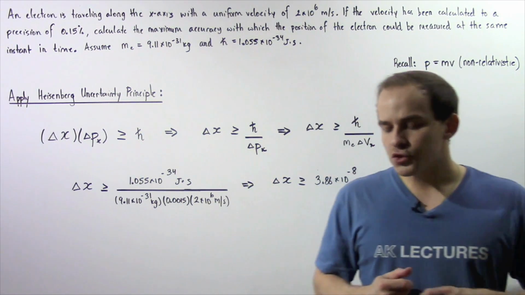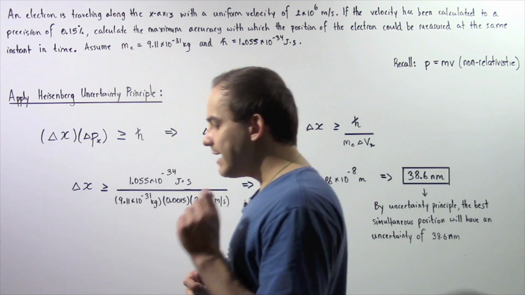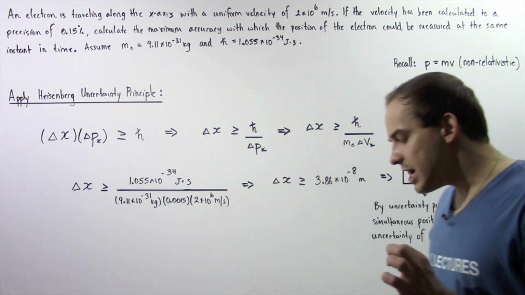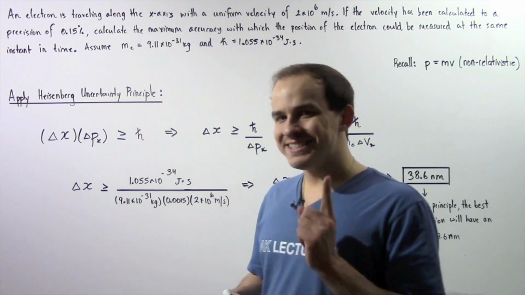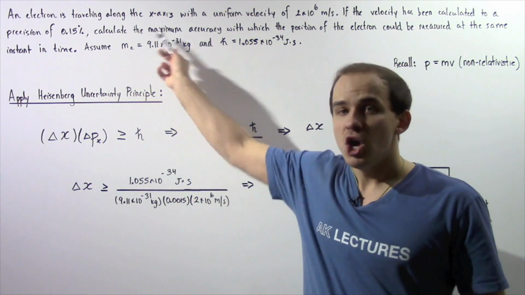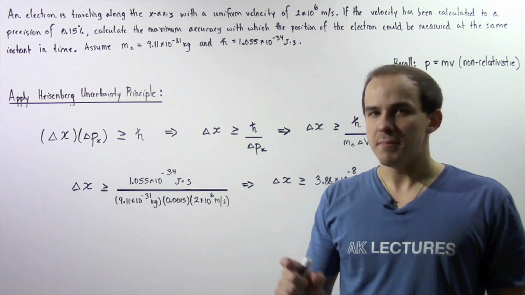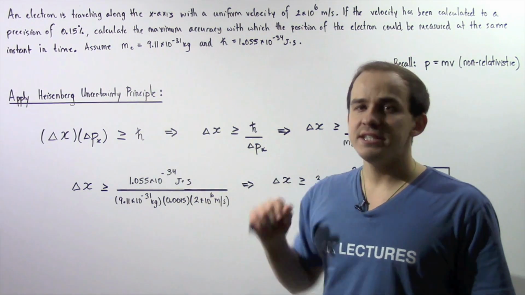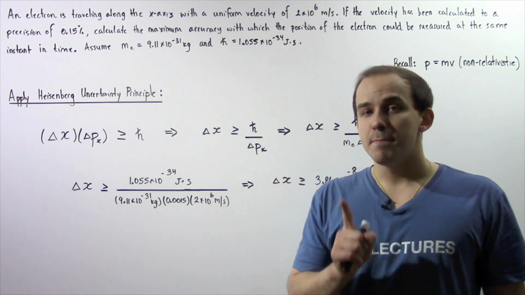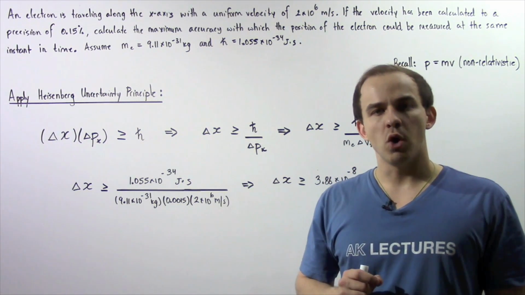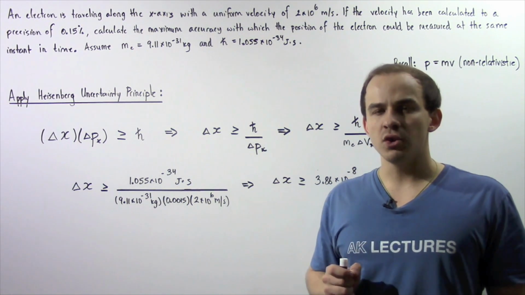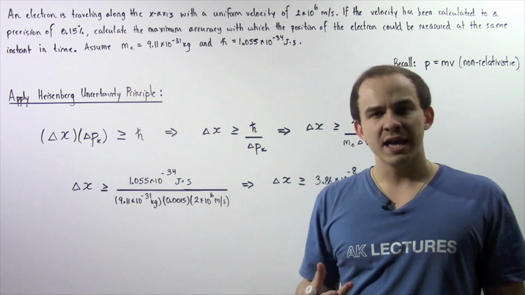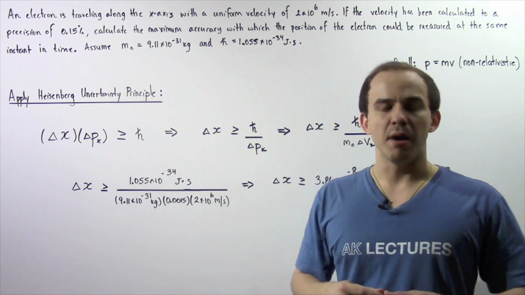An electron is traveling along the x-axis with a constant velocity of 2 million meters per second. Now, if the velocity of the electron is measured to a precision of 0.15%, we want to calculate the maximum accuracy with which the position of the electron can be measured at the same instant in time. So we're assuming the mass of the electron is equal to 9.11 times 10 to negative 31 kilograms, and our constant h bar is equal to 1.055 times 10 to negative 34 joules multiplied by seconds.